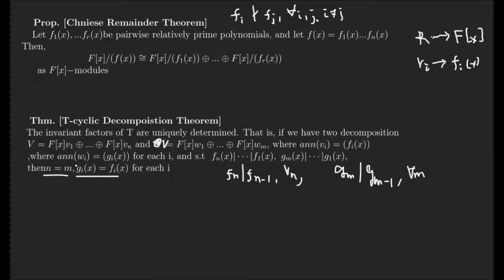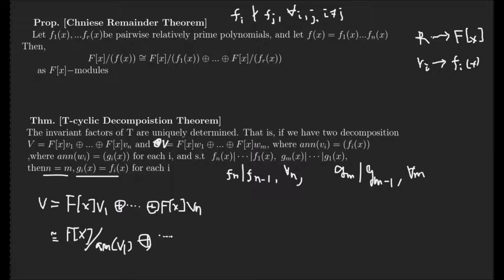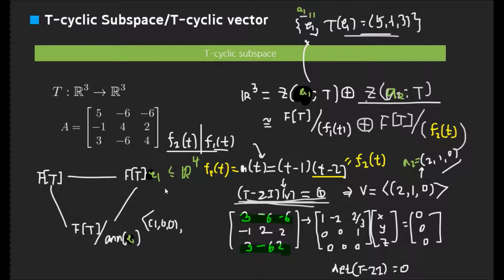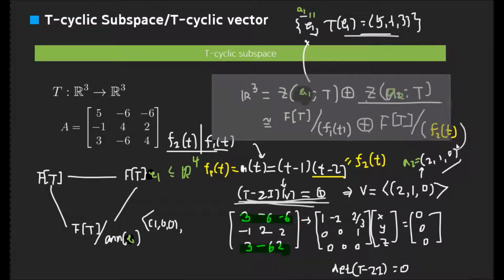In fact, the uniqueness of the decomposition is well known from the theorem, but the important point is that V is expressed as F[x]v1 direct sum up to F[x]vn, and each of these is isomorphic to F[x] quotient by the annihilator of v1, up to F[x] quotient by the annihilator of vn. In the above case, we can say this form, okay?